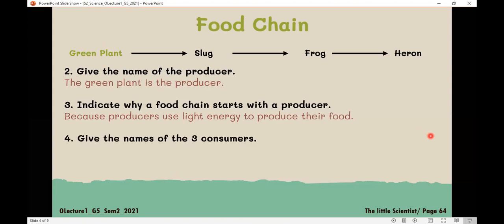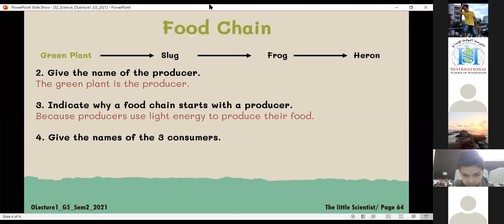Okay? Yalla Ali Rida Hamoud. What are the 3 consumers in this food chain? You know the answer. What is a consumer? An organism that eats. You have 4 choices. Ali Rida, you have green plant, slug, frog, and heron. Are they all consumers? No, they are not. So name 1 consumer.